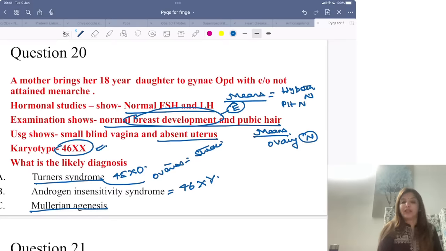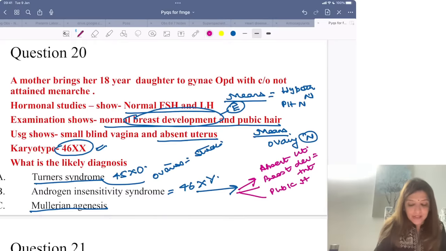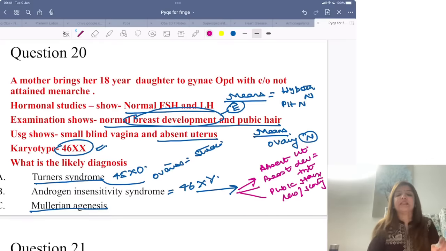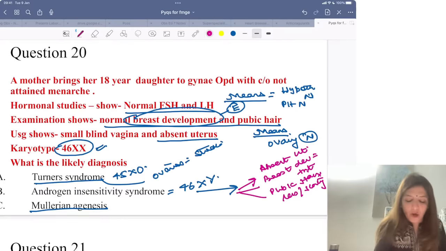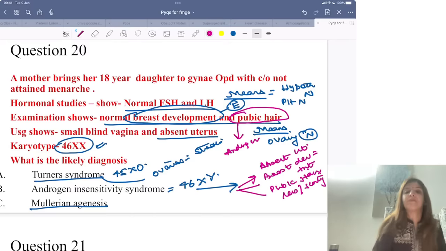It is a case of Mullerian agenesis. Please remember, androgen insensitivity syndrome ki ek bahut khas baat hoti hai. Whenever your question says that there is absent uterus, breast development is present, but pubic hair is less, ya scanty, then it means it is androgen insensitivity syndrome.